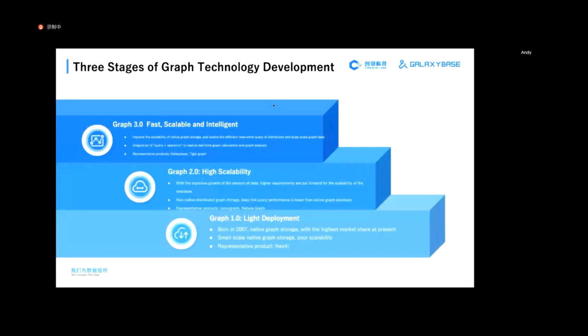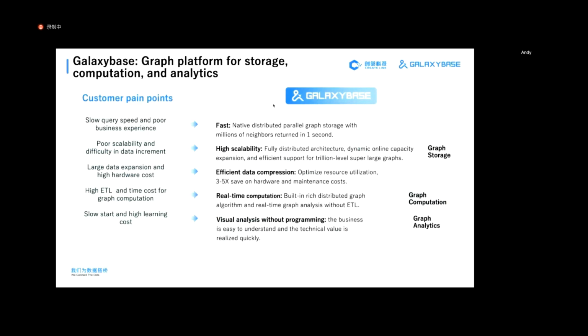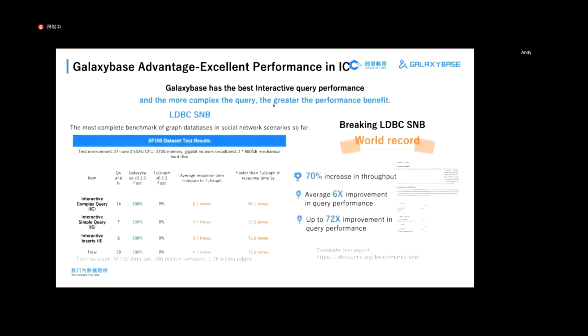In the graph database history, there are generally 3 stages. Galaxybase is at the Graph 3.0 stage, featuring fast and scalable storage and intelligent graph computation and analytics, solving a number of customer pain points. Here is actually the world record in performance we just finished with third-party audit tests.